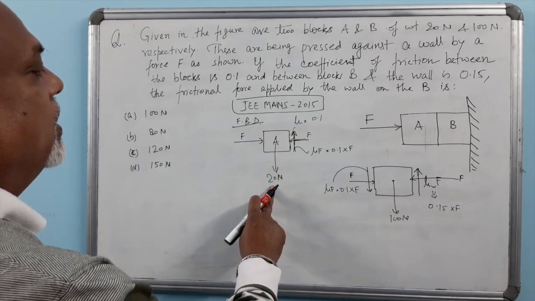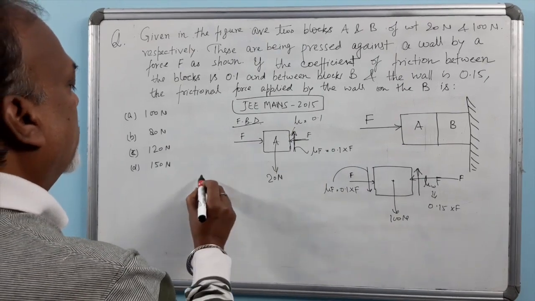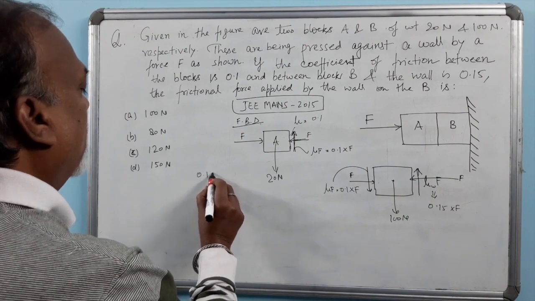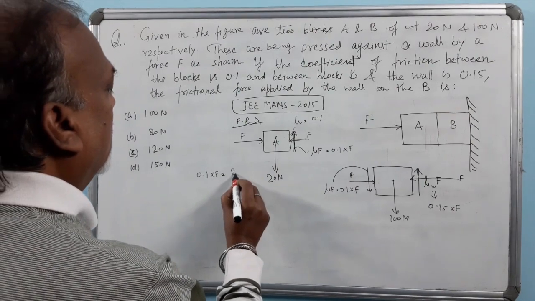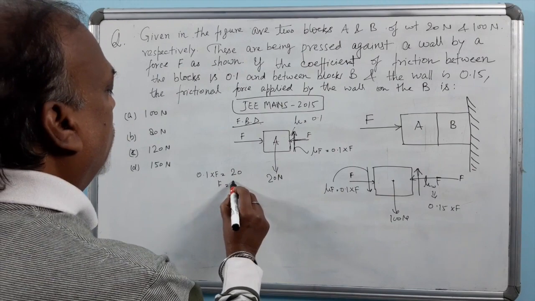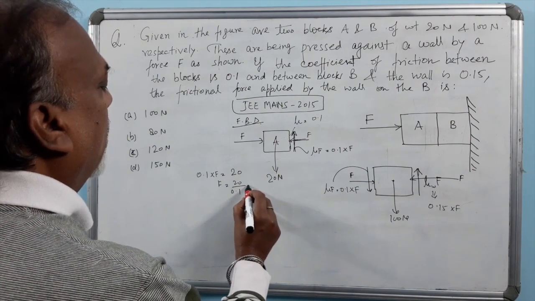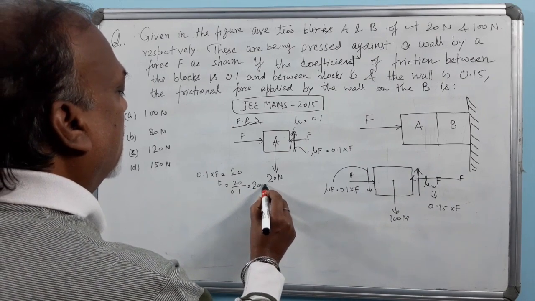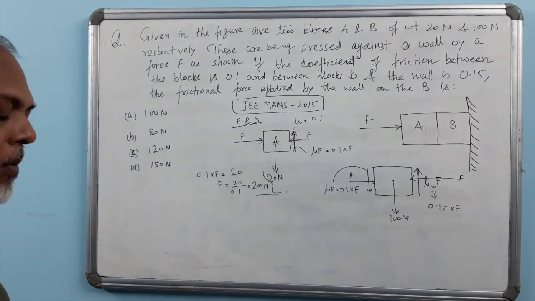So from this, 20 Newton is in downward direction, this μF is in upward direction. This means μF, that is 0.1 into F, is nothing but 20. F is nothing but 20 upon 0.1, or it is 200 Newton. Got it?